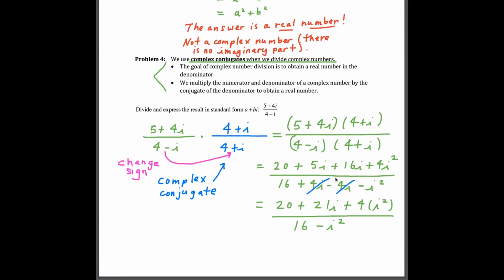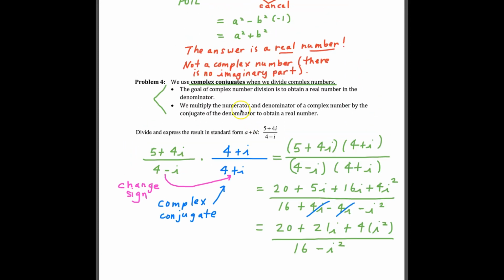Right. So the goal of complex number division is to come up with a real number in the denominator. We're going to multiply the numerator and the denominator of a complex number by the conjugate of the denominator. That's what's important to obtain a real number. So let's see how we do this.